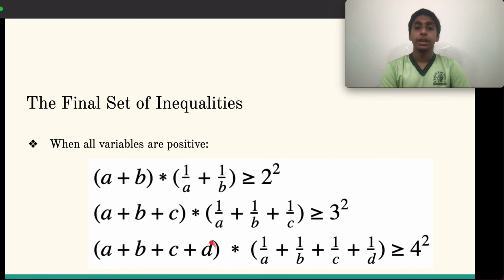And again, we're going to expand it one more time, so we're going to add in a D. So we're going to add in a 1 over D here, and this is going to become 4 squared. So again, if you know the first one here, you can simply use the pattern to solve all the others.